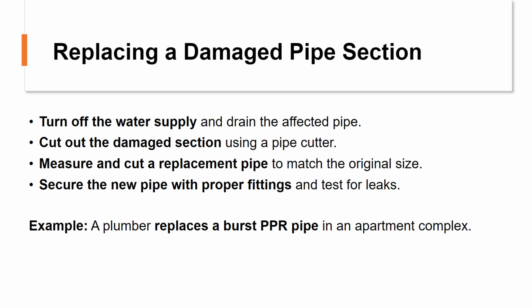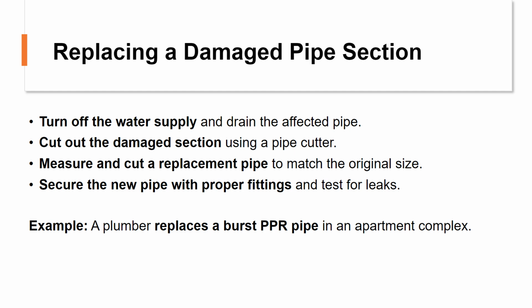Sometimes a pipe is too far gone, cracked, rusted, split, or leaking beyond repair. And when that happens, you replace the section. Clean, accurate, permanent. Step by step, replacing a damaged pipe section. Shut off the water supply. No work begins until the line is safe. Drain out water from the pipe and relieve pressure.